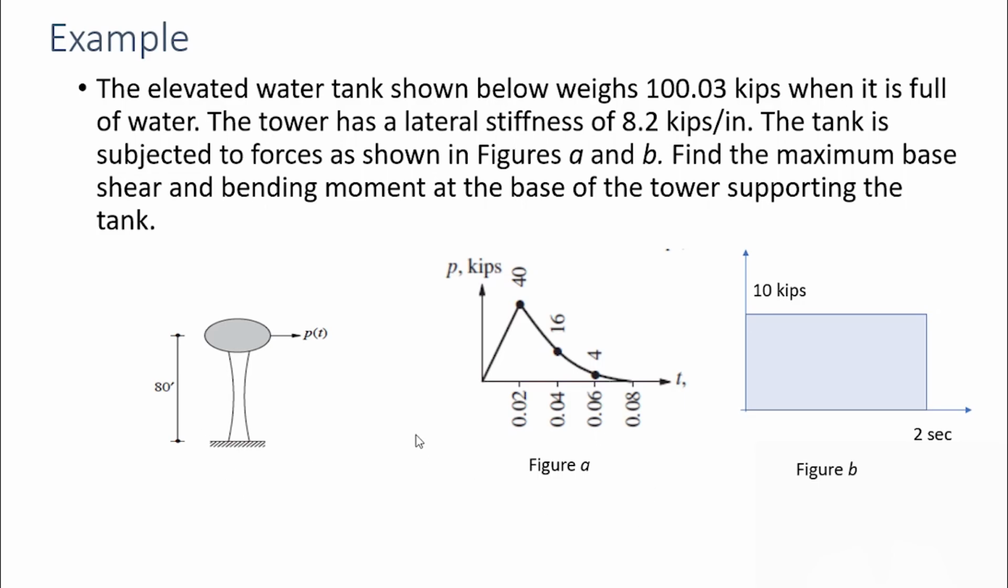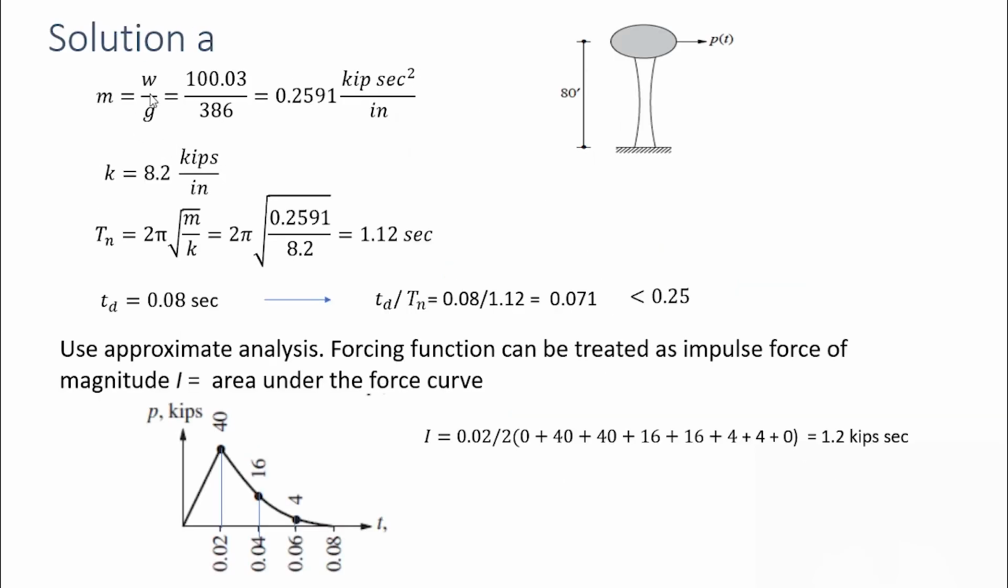So now let's find this out for the first pulse force. We have the weight, so we can calculate the mass: weight divided by gravitational acceleration. And the stiffness is given as 8.2 kips per inch. So we can find the natural period as 1.12 seconds. And the duration of this pulse is given as 0.08 seconds. So using this, we can calculate the ratio Td by Tn, which is equal to 0.071.